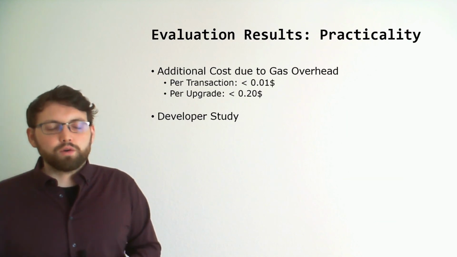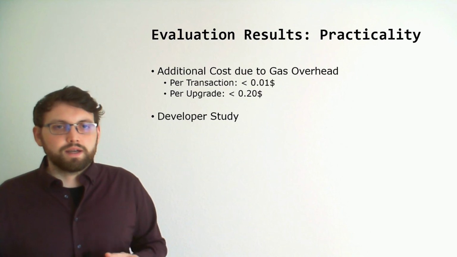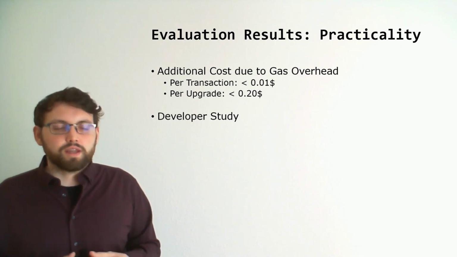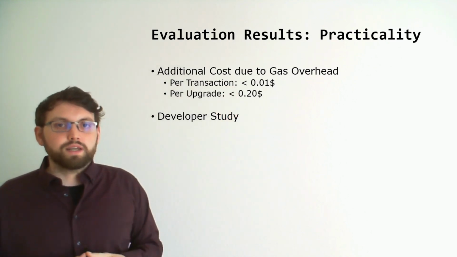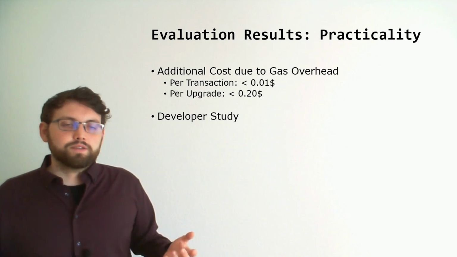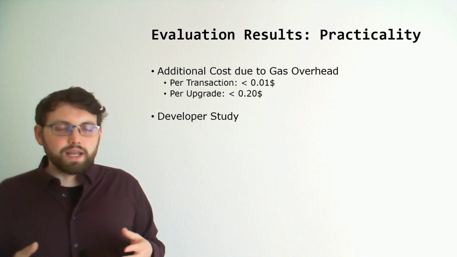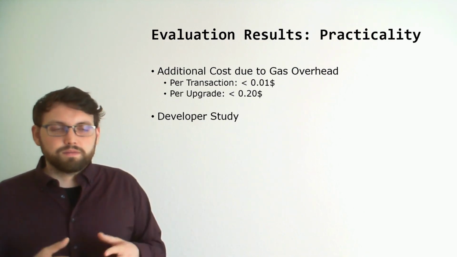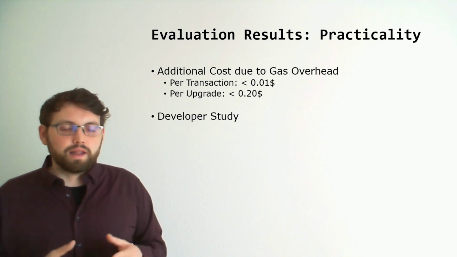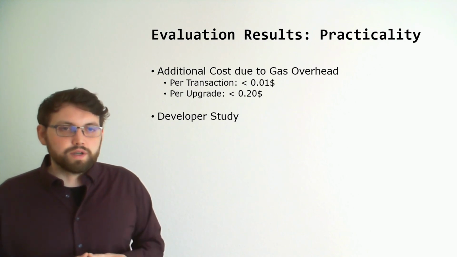We also evaluated the practicality of EVMPatch. We computed the worst case additional costs due to the gas overhead introduced by the rewriter. So for example, here we have a per transaction overhead in the worst case really of $0.01. And per upgrade we had in the worst case about 20 cents. So this is not really a lot when comparing to a smart contract that might have $1 million or maybe even $10,000 at stake. So that is not really a lot.